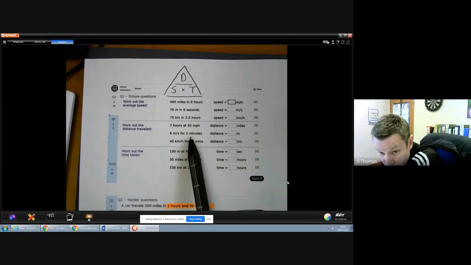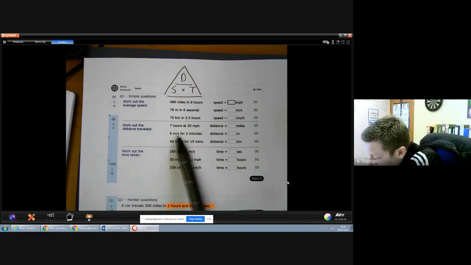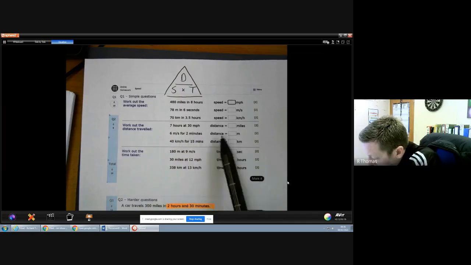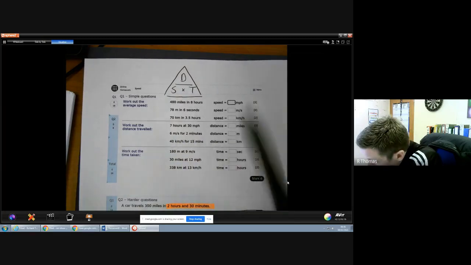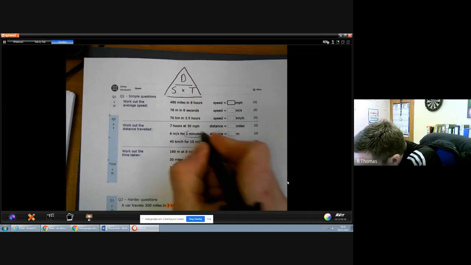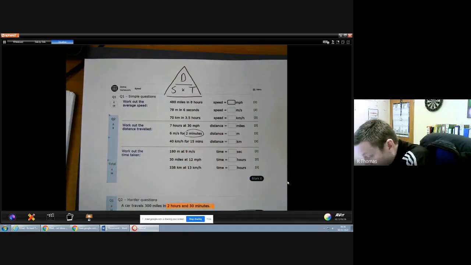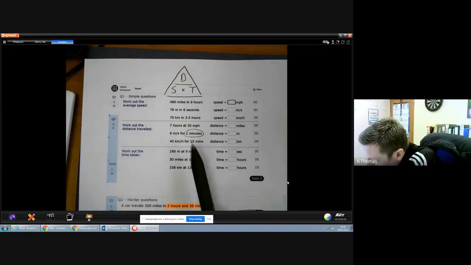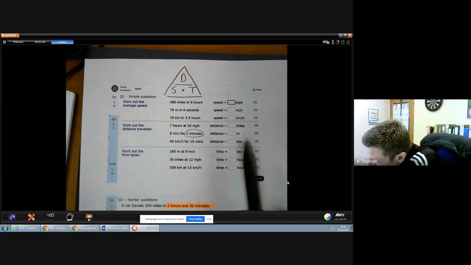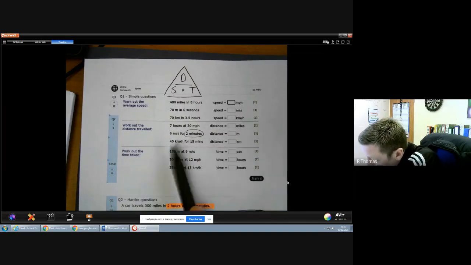This is the first one where you would get tripped up, okay? I'm going 6 meters per second for 2 minutes, and I'm on my distance in meters. So you need to convert that 2 minutes into seconds, which is obviously 120 seconds, and use that number to get the distance. Similarly for this one, I'm on my distance in kilometers.